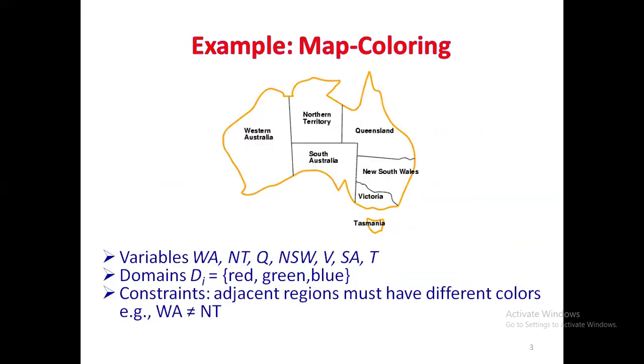And this is the example problem for map coloring. In this we have taken Australia's map as a CSP problem. It consists of seven states and territories: West Australia, Northern Territory, South Australia, Queensland, New South Wales, Victoria, and Tasmania.